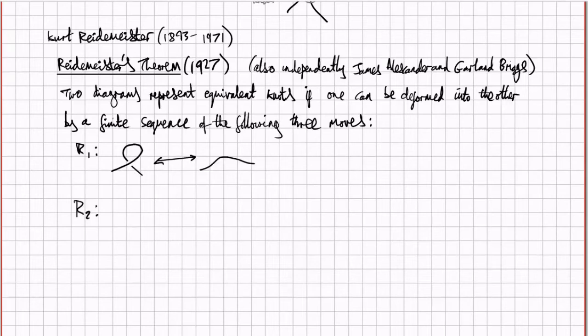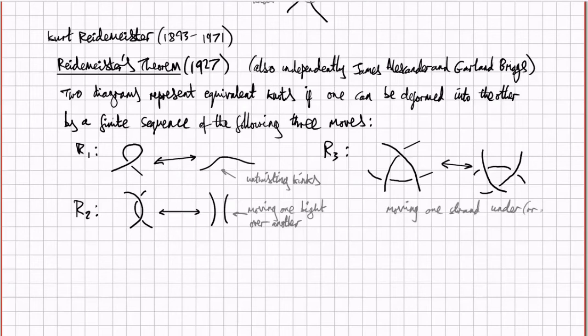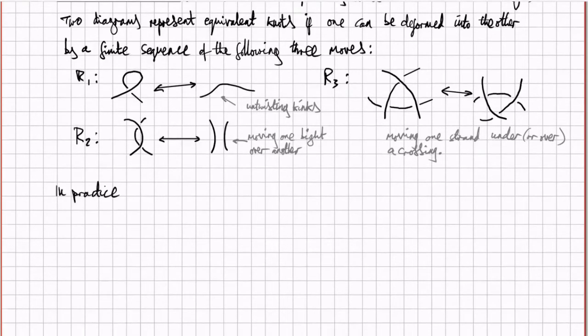And there's three different types of these. So type 1 looks like this, type 2 looks like this, and type 3, which is slightly more complicated, looks like this. So a type 1 move consists of twisting or untwisting kinks in a strand of the knot. A type 2 move involves moving one bight or strand of the knot over another, like that. And a type 3 move involves moving one strand under or over a crossing.